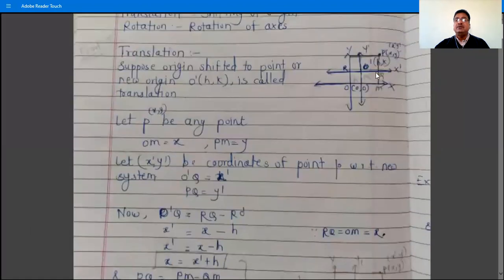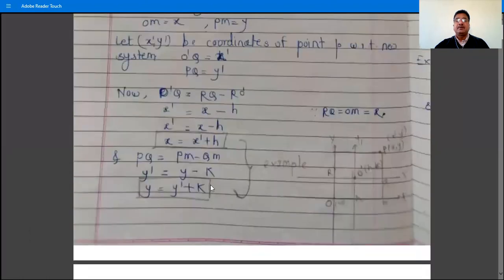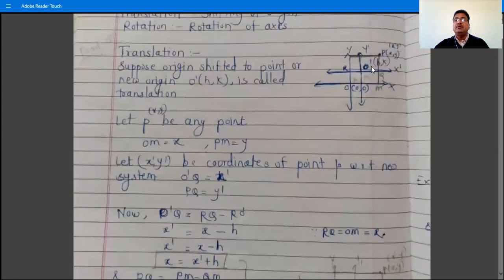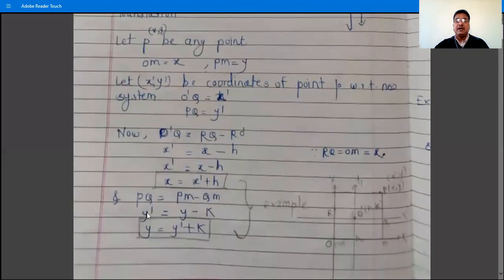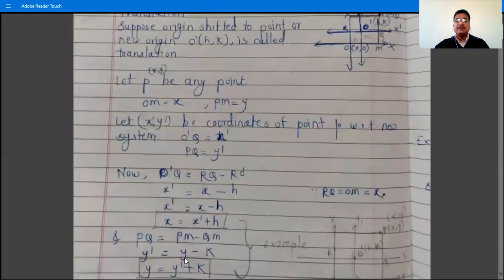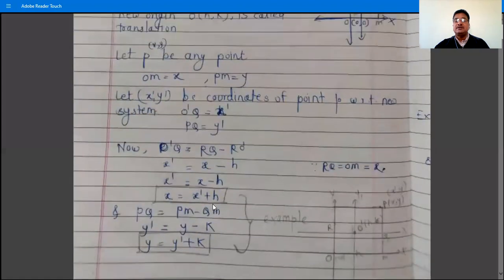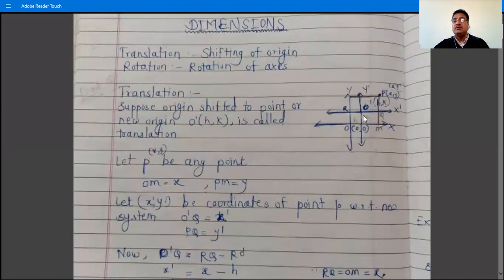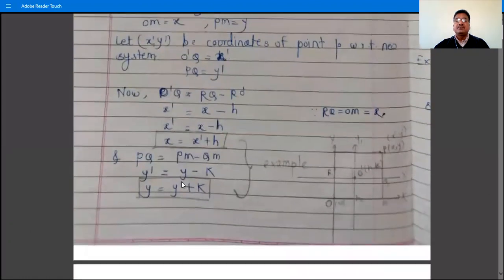Similarly, if you observe, PQ is PM minus QM. PQ is Y', and PM is Y, so PQ is Y' and PM is Y minus QM. This QM and this distance are both the same. This distance from O to this point is K, and therefore this distance is also K. So Y' is Y minus K, and so Y is equal to Y' plus K.